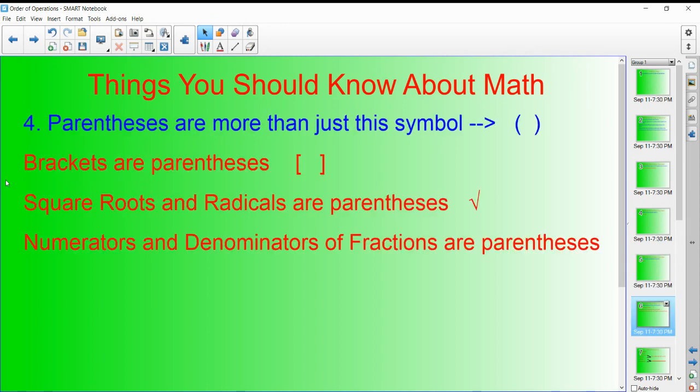And the fourth thing is when we talk about parentheses, it's any grouping strategy. So a lot of times we see the parentheses, the curvy ones, and we're used to that. We could also see brackets or square roots or cube roots or any radicals. If we're looking at a fraction that's got a lot of terms in the numerator or denominator, the whole numerator is a group. So you can put parentheses around that or think of it as a group, and same thing with the denominator. And there's even more ideas that could be grouping and parentheses.